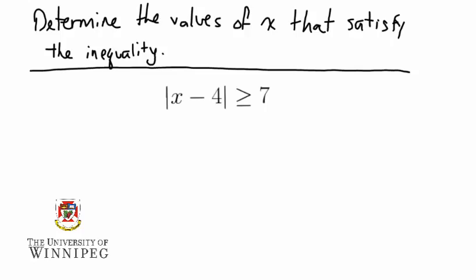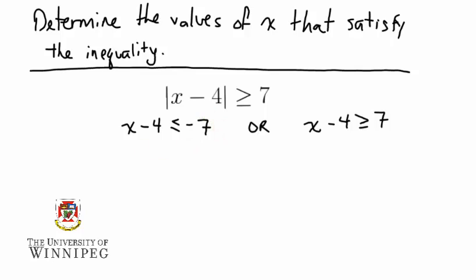Next, let's look at the absolute value of x minus 4 is greater than or equal to 7. Using our absolute value rules, this means that either x minus 4 is less than or equal to negative 7, or x minus 4 is greater than or equal to positive 7.